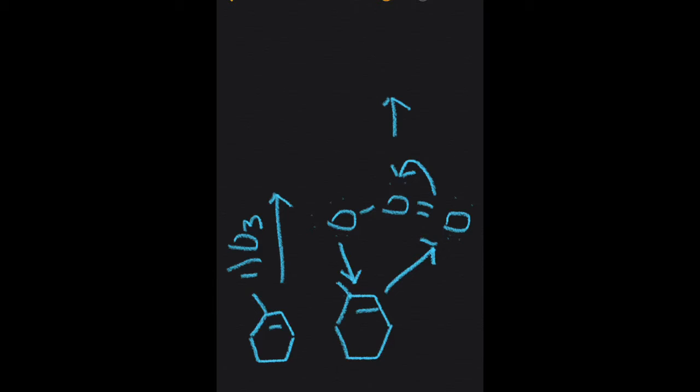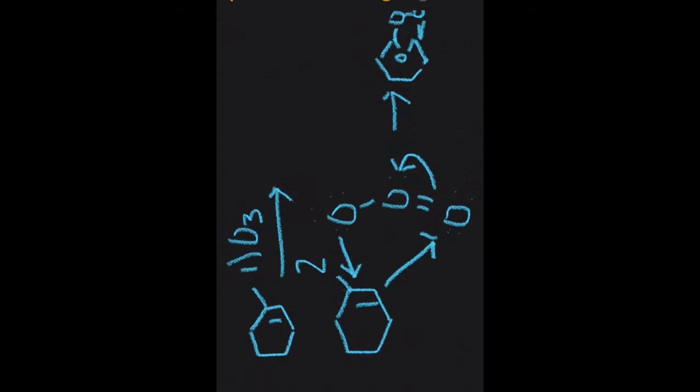Not enough room, so I'm going to redraw this. And then our second reagent is going to be dimethyl sulfide, or DMS for short. This reagent is going to dissociate the ozonide right here, and we are going to get this product.